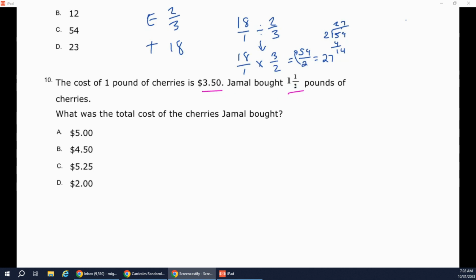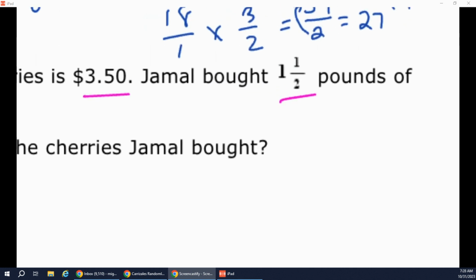Since all my answers are in decimals and we're talking about money, usually money is done in decimal form. And so I'm going to definitely change my 1 1/2 pounds to decimal, right? And so that decimal is 1.5.